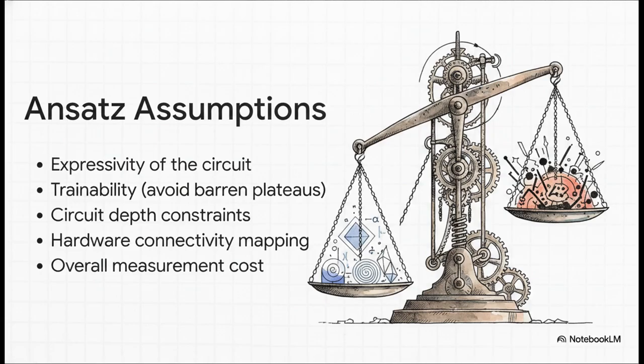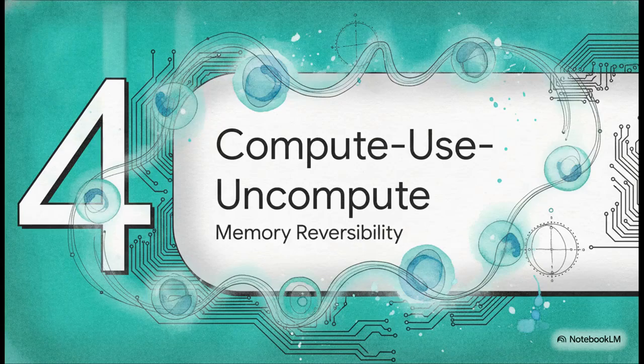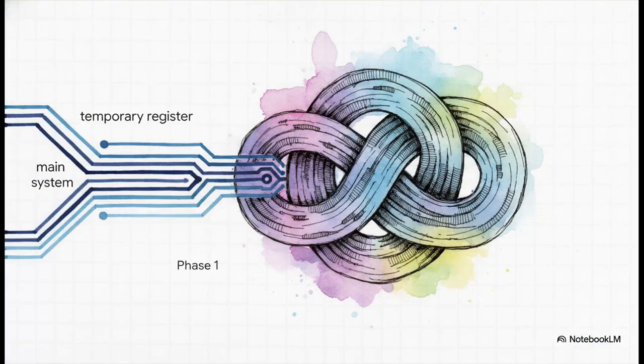Because if your circuit is too deep, the hardware noise will literally destroy your signal before you even get a measurement. On to Section 4, the compute, use, uncompute pattern. This is all about memory reversibility. Now, this specific pattern frequently trips up classical programmers. It unfolds in 3 distinct phases.